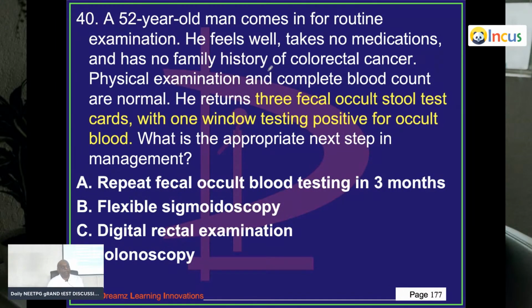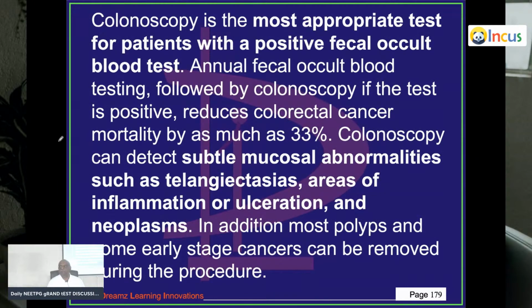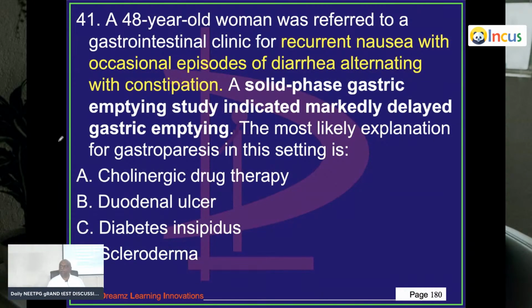A 52-year-old, 3 fecal occult stool test cards with one window testing positive for occult blood. What is the best step? Colonoscopy. Who are having positive fecal occult blood. Recurrent nausea, occasional episodes of diarrhea alternating with constipation. And there is a markedly delayed gastric emptying. A 48-year-old woman, delayed gastric emptying, gastroparesis.